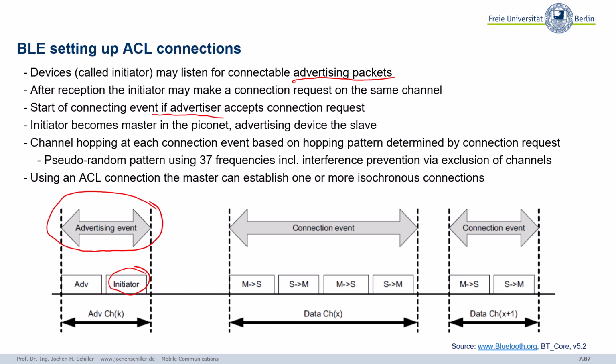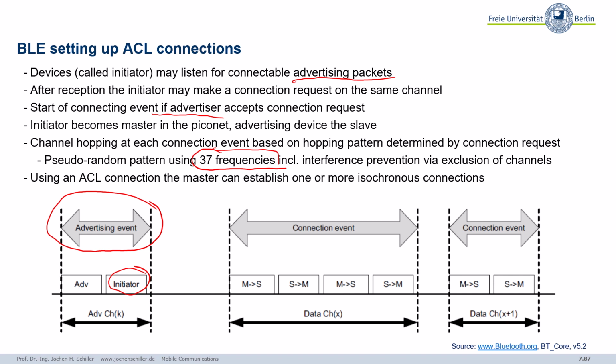And now the master can send data to the slave, the slave can send data to the master, similar to the classical Bluetooth, but this time we use only 37 frequencies, again for interference prevention, and so we hop through the 37 channels, and we can exclude some more channels if there's interference with the wireless LAN, for example. So it's again a pseudo-random pattern.